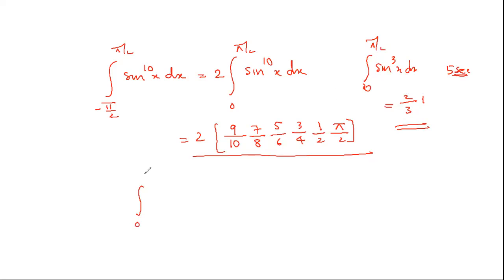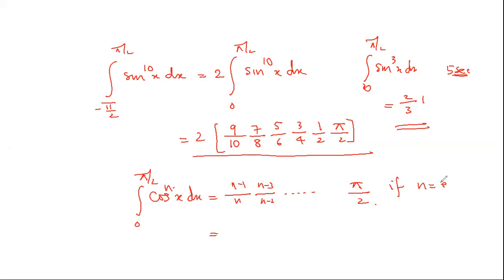This is also applicable for cos. Cos raised to nx, same method. If n is even, n minus 1, n minus 2, n minus 3 goes on, and even will end up with pi by 2. If it is odd, it will end up with what? 1. It will end up with 1, if n is odd.